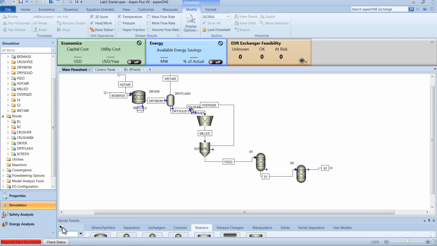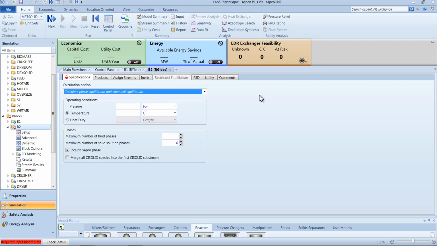Right? So now, to specify the RGibbs, we want the reactor to calculate both phase equilibrium and chemical equilibrium. Then we'll specify a pressure of 5 bar and a temperature of 900. Okay. So we don't have to specify any products.